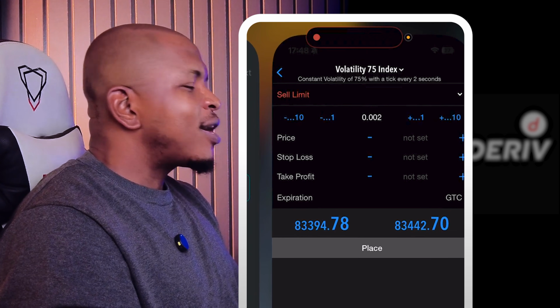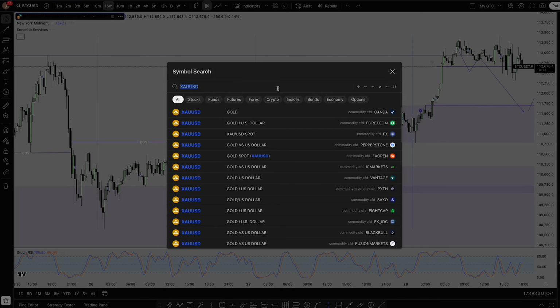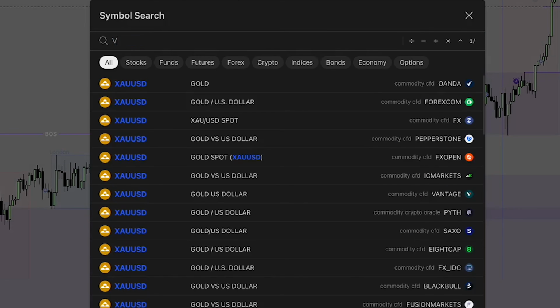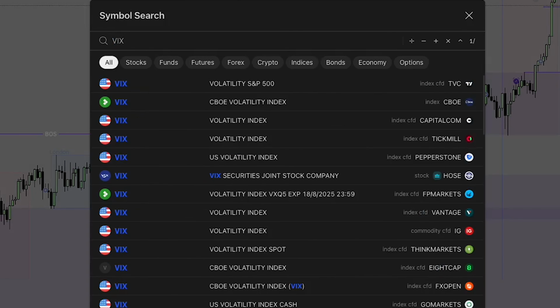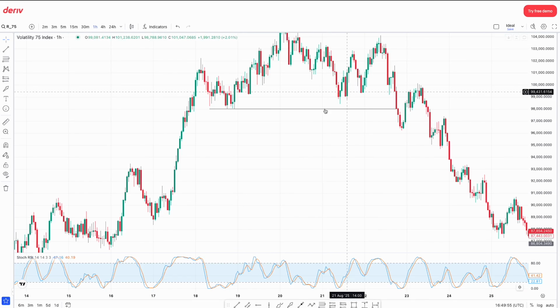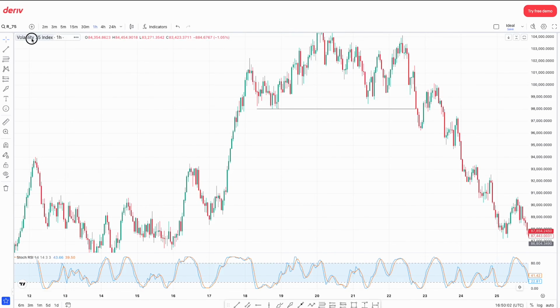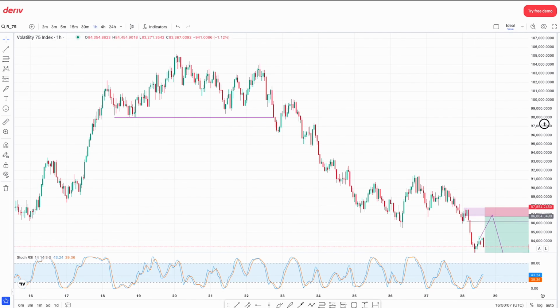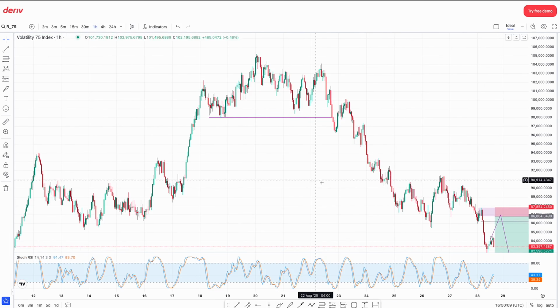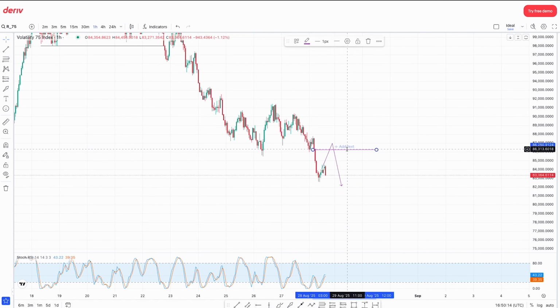Now, let's look at the strategy to trade Deriv using TradingView. But if you go to TradingView and search for, say, VIX75, you're not going to find all the Deriv instruments. So what you do is you go to charts.deriv.com. So you will see all the Deriv instruments. Yeah, you can conduct your analysis on them on TradingView if you enjoy using TradingView. So to conduct analysis, let me just take this out so you understand the strategy I use.